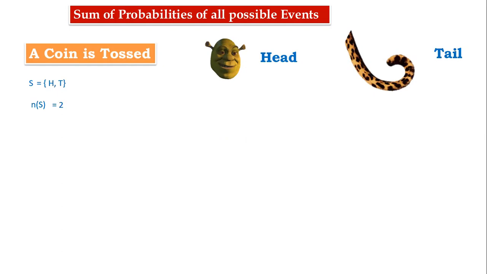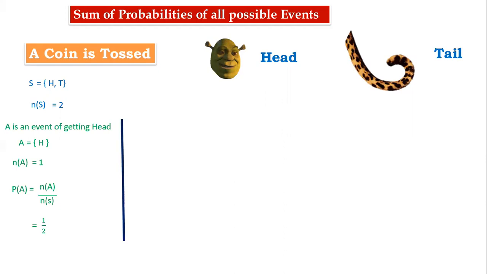Now let us think about different possibilities. We have taken a random experiment, a coin is tossed, and we've written down the sample space. Now let us take all the possible events. Let A be the event of getting a head. A will consist of only H, and the number of elements in event A will be 1. The probability of event A is the number of favorable outcomes upon the number of outcomes. In this case, it would be N of A upon N of S, that is 1 upon 2.